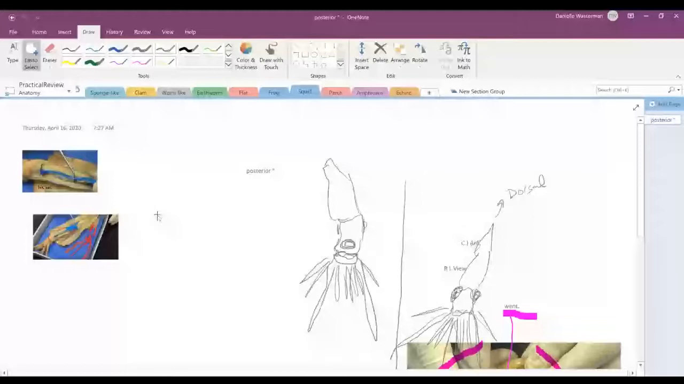So with the squid, you may be asked to identify the branchial hearts or the cardiac hearts, and know which set does which. The ink sac is here in gray. I highlighted it a little bit, and here's what it would look like on the outside.